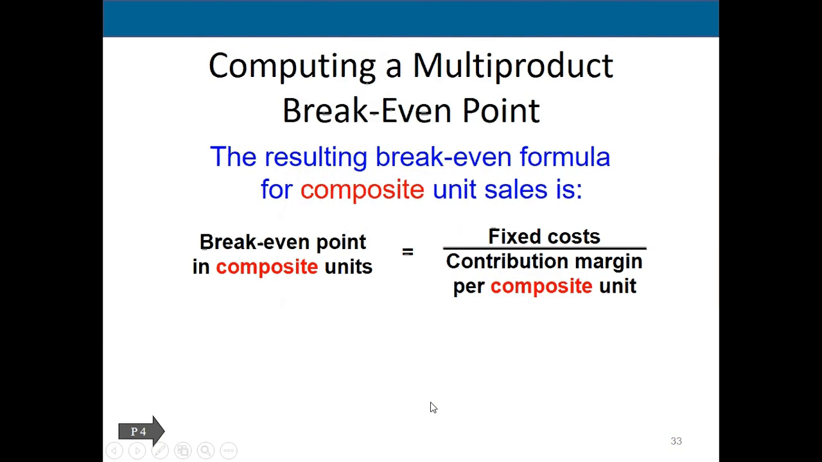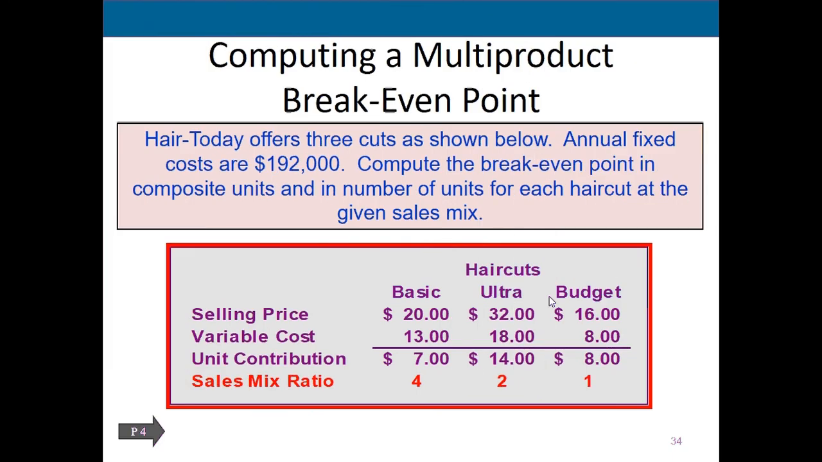We have a very simple example to do that with. You'll see that the formula is still the same. It's fixed cost divided by contribution margin per unit. We're just going to slide the word composite in there. So here's the example. Best way to show you is through example. We're talking about hair today. They offer 3 cuts.